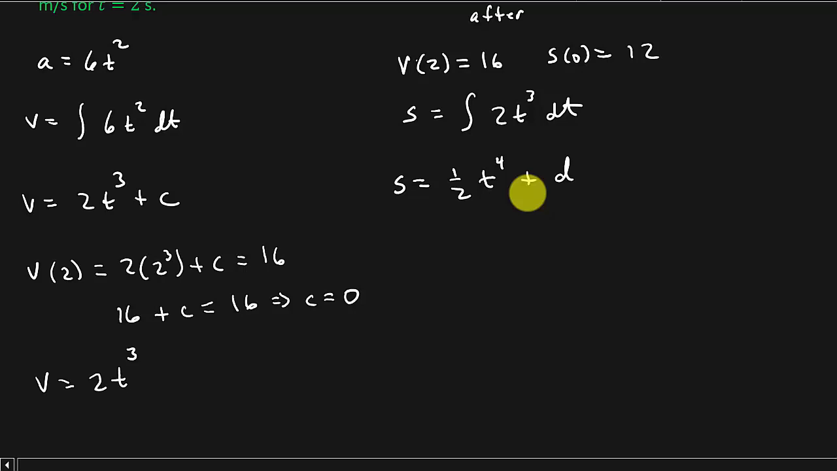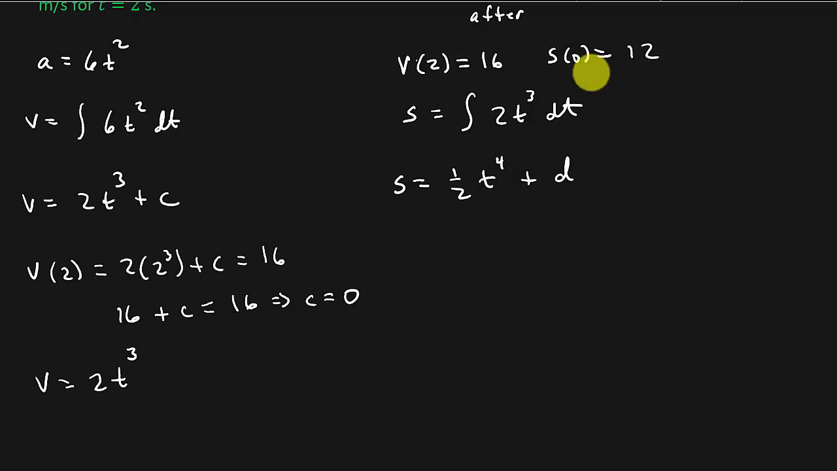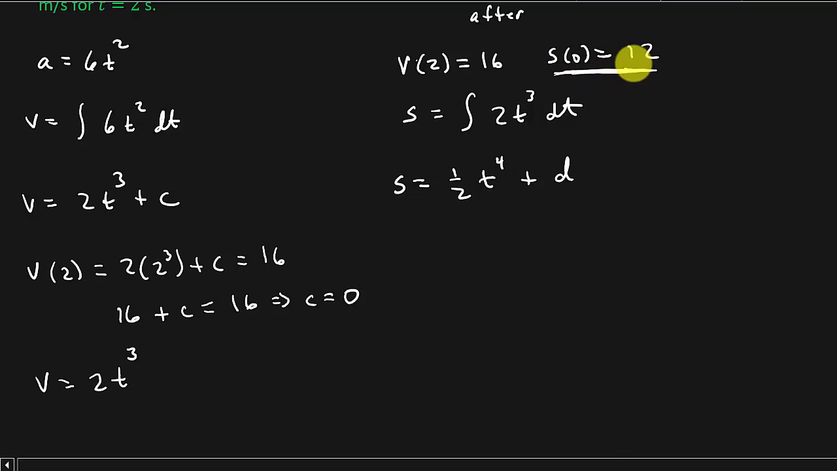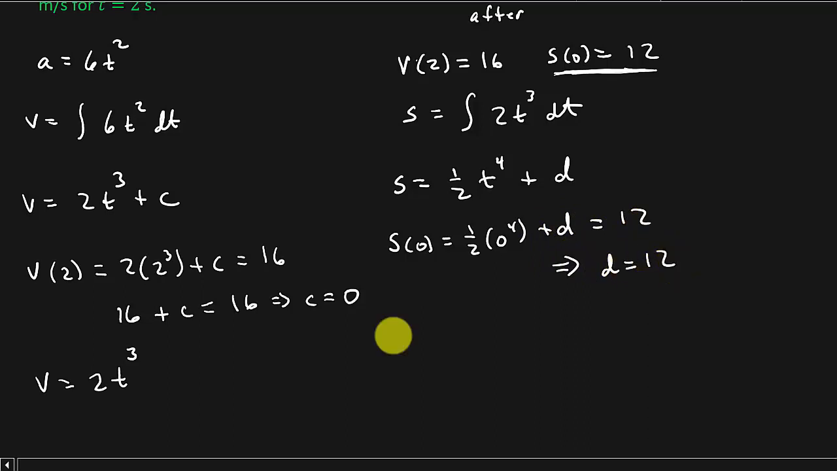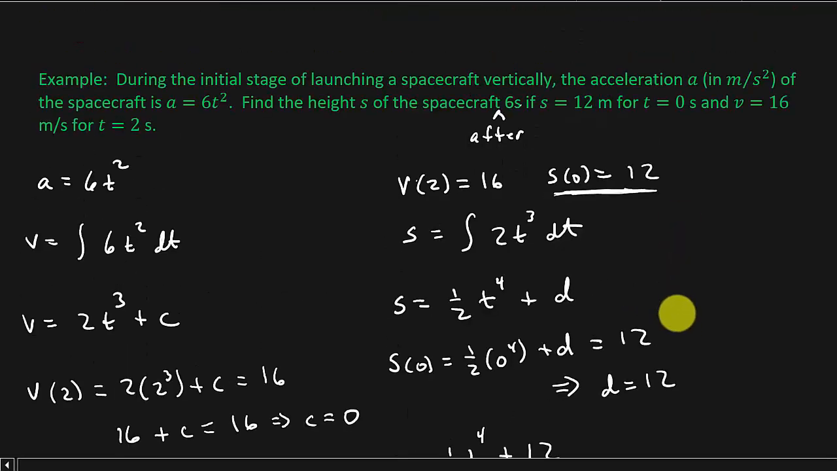All right. So now let's do what? Let's use our condition here. S of 0 is equal to 12, so S of 0 is 1/2 times 0 to the 4th plus d, and that should equal 12. So this tells me d is equal to 12. So our displacement function is 1/2 t to the 4th plus 12. There's your displacement function.